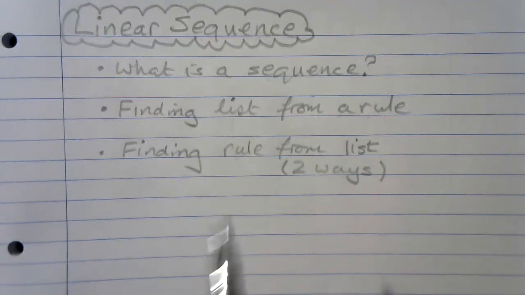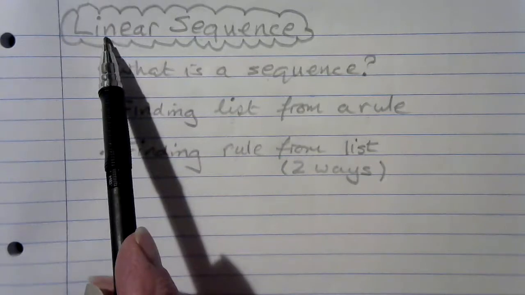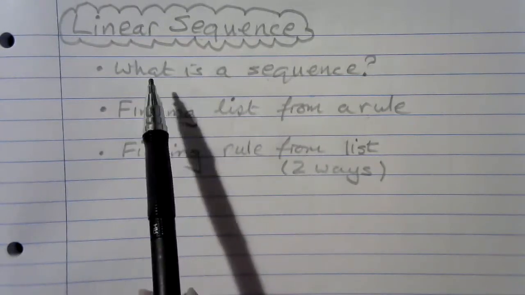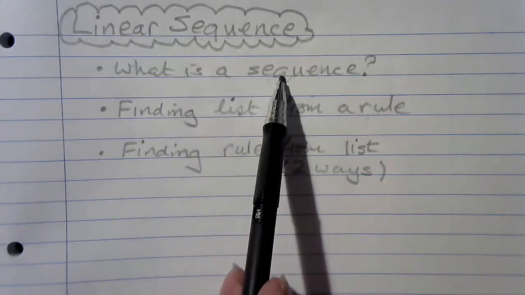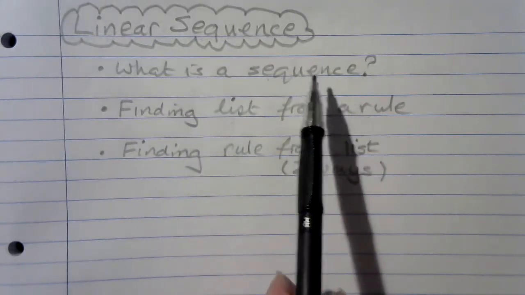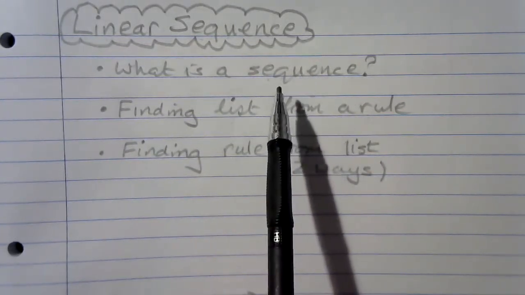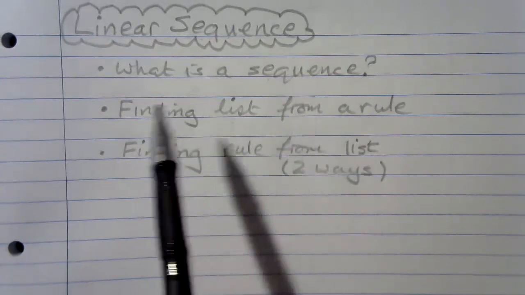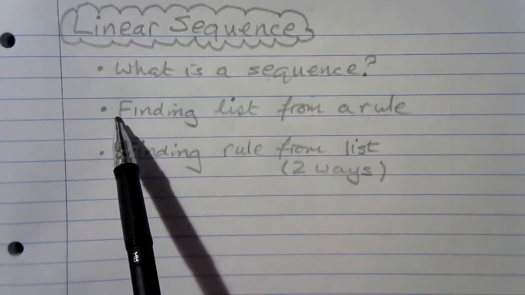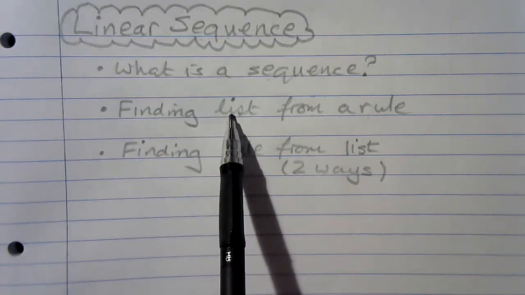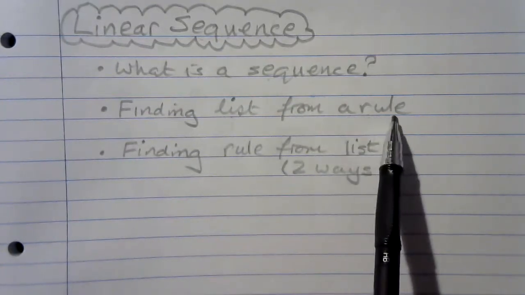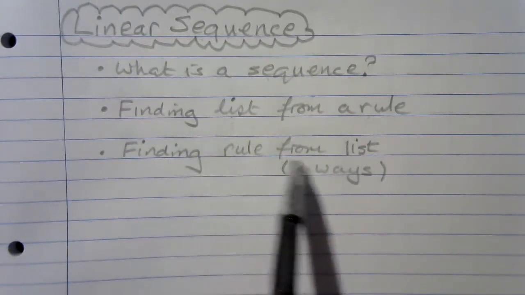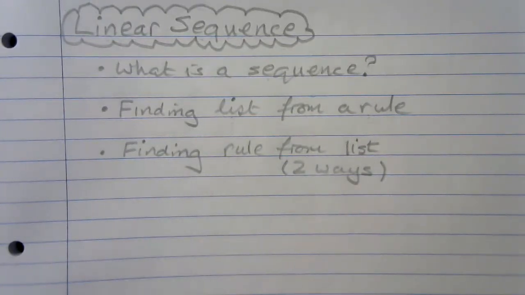Hello, Michael here with a video about the linear sequence, and we're going to answer the question, what is a sequence? And you'll find that it's just a list of numbers generated from a rule. So we're going to be looking at two things. First of all, finding the list from a rule. Secondly, finding a rule from a list.